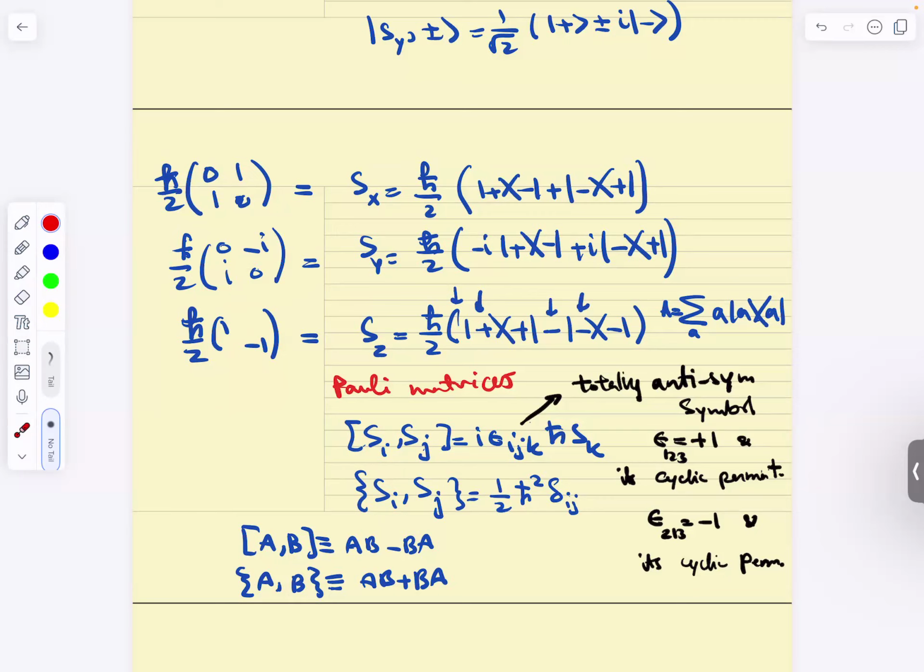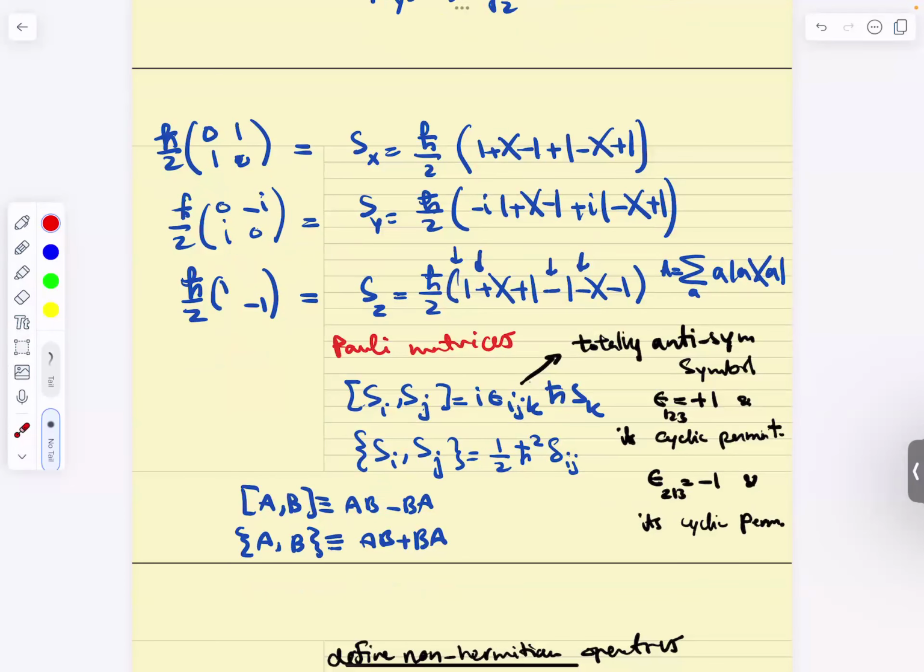These matrices have a name. They're called Pauli matrices, after Wolfgang Pauli, one of the very influential people in the early days of quantum mechanics. Good. Any questions?